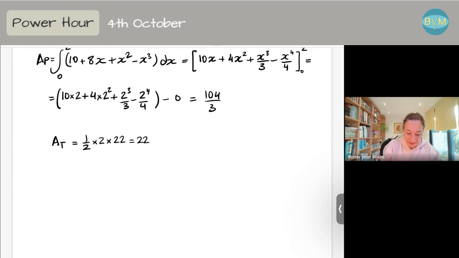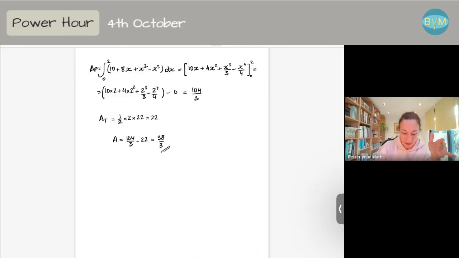So the shaded area is going to be the pink area minus the triangle, which is 38/3. Does it make sense? Everyone, show me thumbs if you have the button for the thumbs, or ask me questions if you need to.